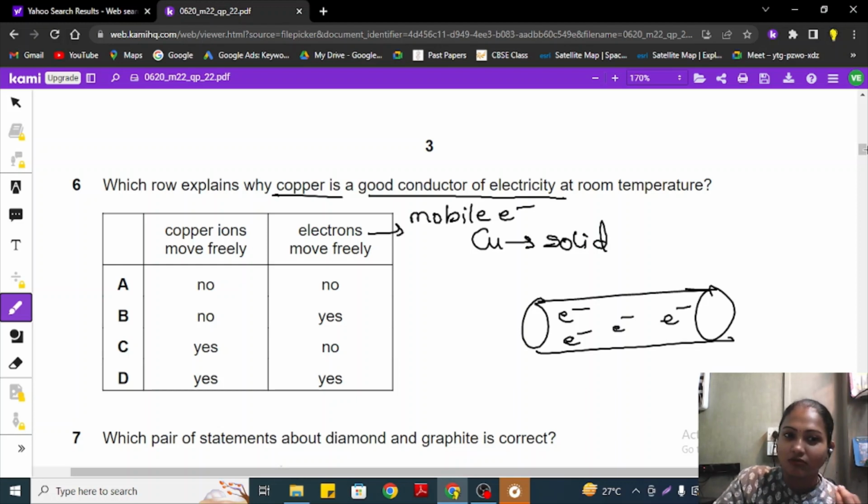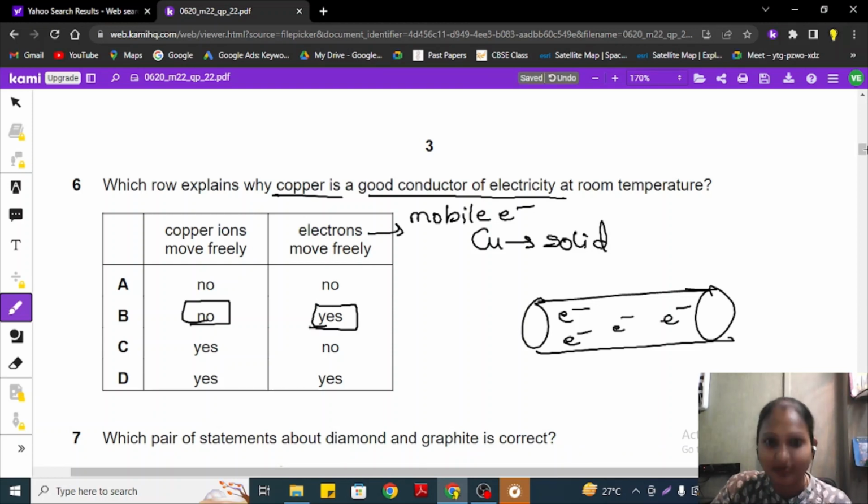So, copper ions move freely? No, it is not required. Electrons should move freely? Yes. Presence of mobile electrons. Therefore, the option here is B. Let's move to the seventh question.